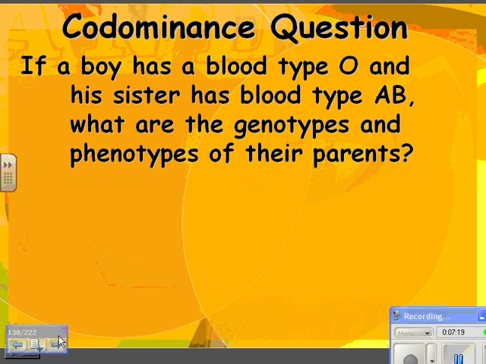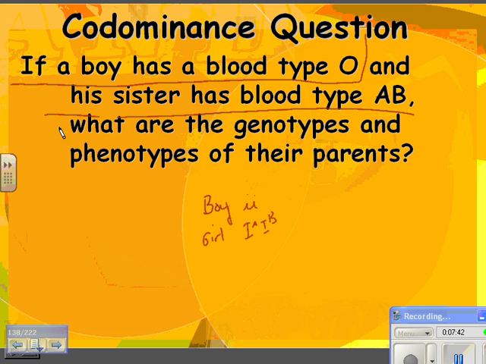Another one, if a boy has blood type O, so let's just analyze this. So here's a boy, and his blood type is O, which means he's little I, little I. And his sister has blood type AB. So we've gotten this much done. What are the genotypes and phenotypes of their parents? So this is really kind of a cool problem because you have to go backwards. You have to say, okay, if these are the genotypes and phenotypes of the kids, and they have the same parents, what are their phenotypes?